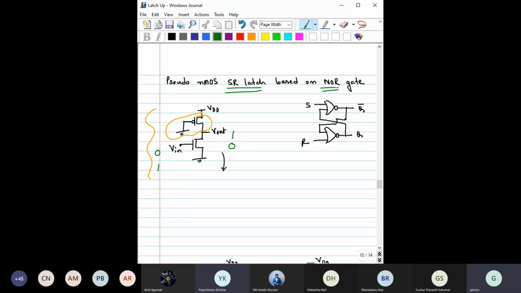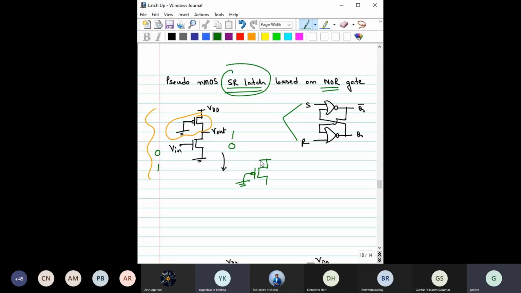Using NOR. From the gate level diagram, we know that the NOR implementation can be done like this, if you want to implement this SR latch. Now, how do you represent a NOR gate in pseudo NMOS? The pull down network would be the same, right? So very good. So here it is this.